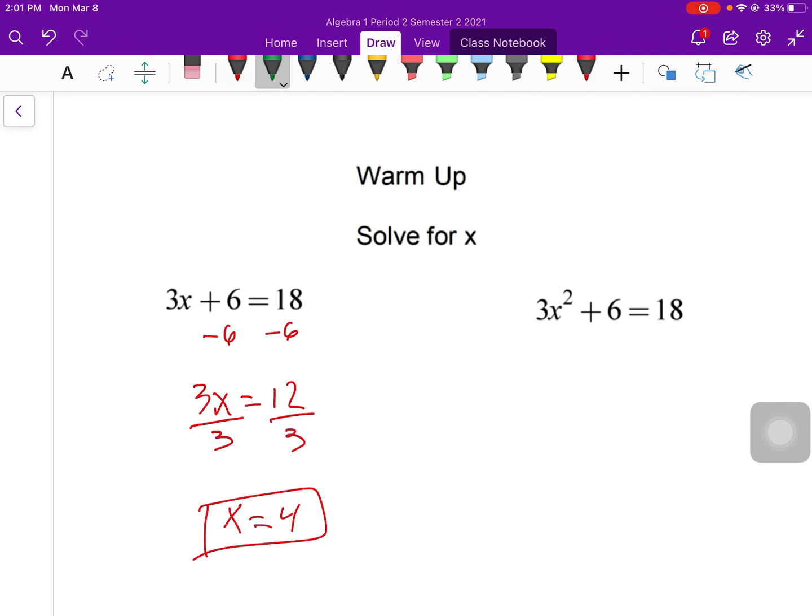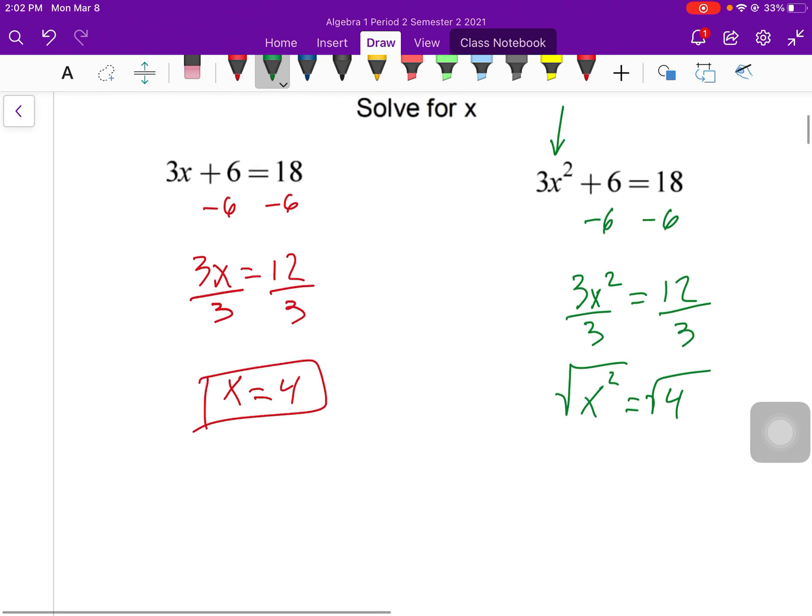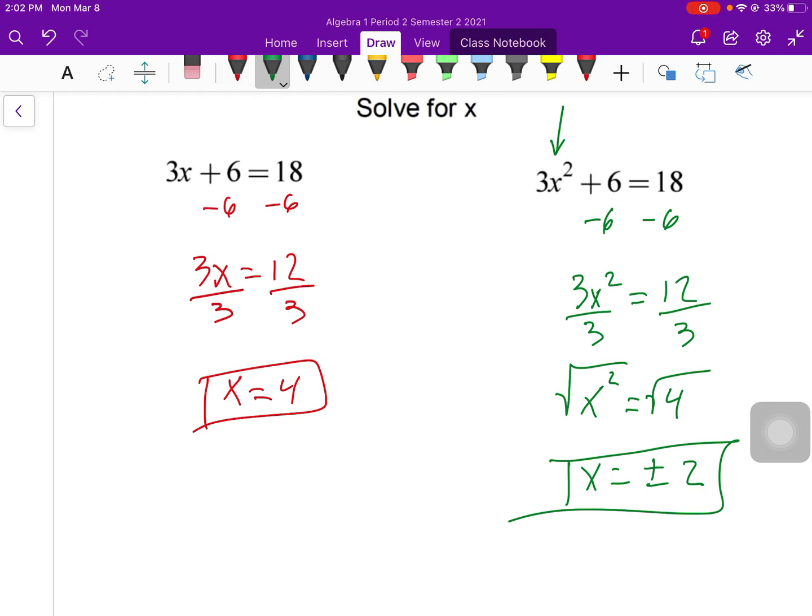Now, the same numbers are in this next example, but because we have this x squared, it's going to be a little bit different. So we still subtract 6 from both sides. So we have 3x squared is equal to 12. Then we divide both sides by 3. And then going back to Unit 4, to get rid of the squared, we would take the square root of both sides. And we'd have positive and negative 2. Not square root of 2, positive and negative 2. Because 2 times 2 is 4. Negative 2 times negative 2 is 4.